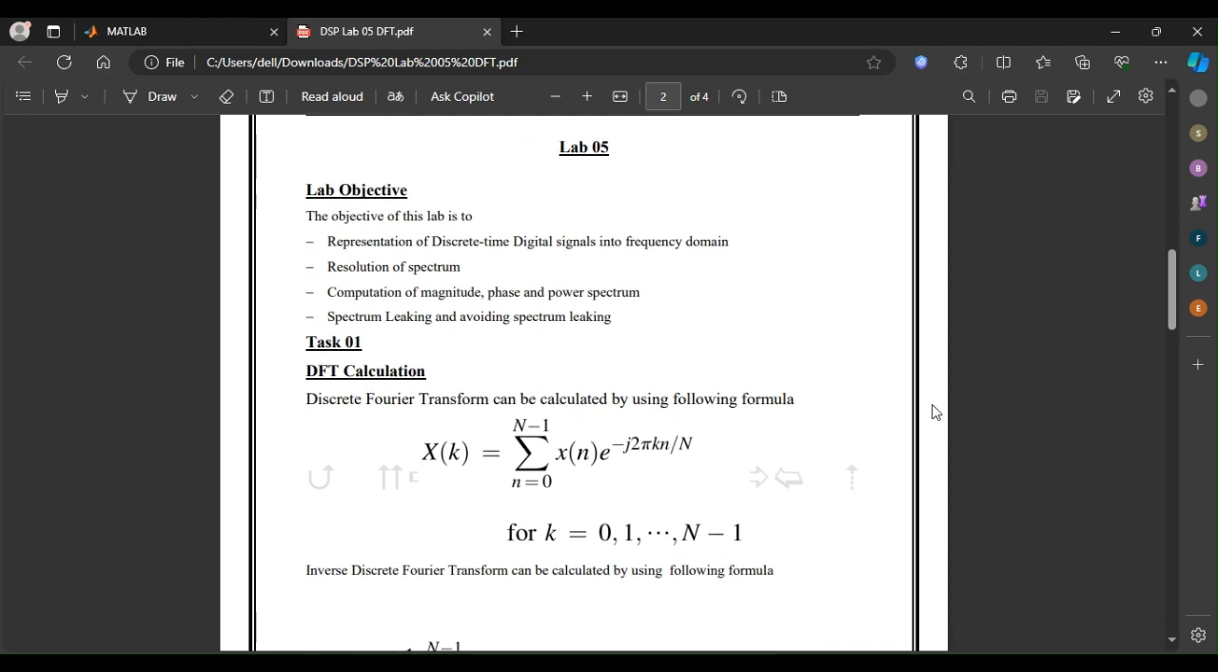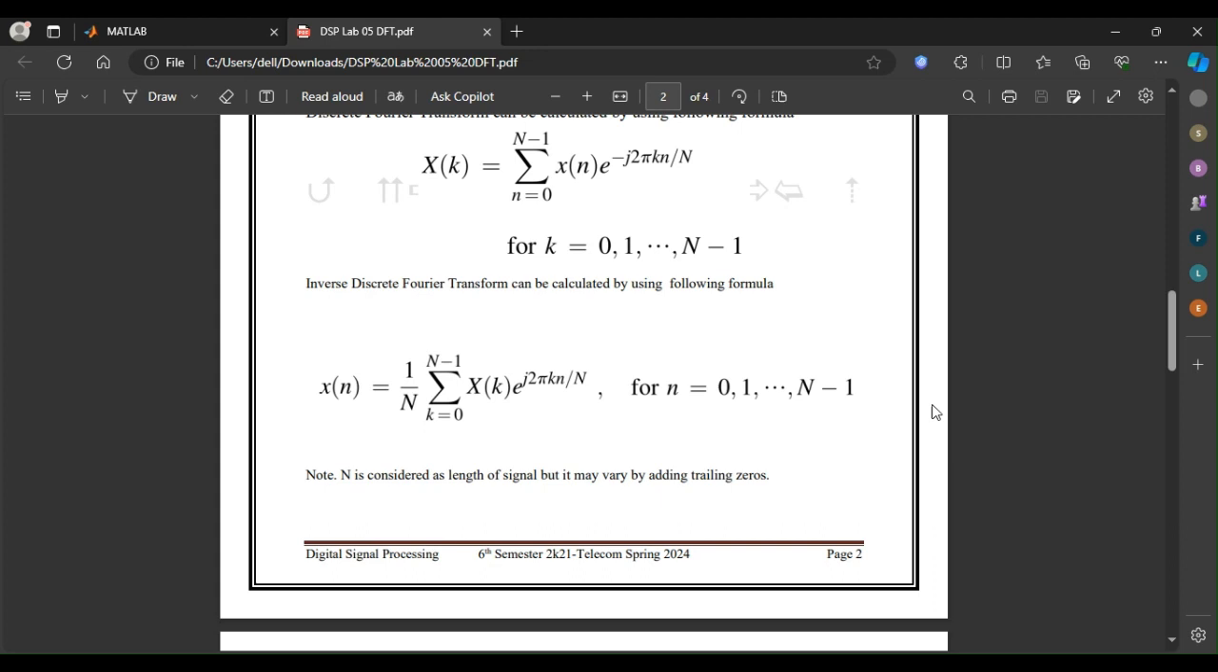Going towards the formula of the discrete Fourier transform, that is X of k equals summation of x of n e raised to the power minus j 2 pi k n over capital N. So basically this X of k is the kth frequency component of the signal in the frequency domain. The x of n is the nth sample of the signal in the time domain. This capital N is the number of samples in the signal. J is the imaginary unit and e is the natural logarithm base.